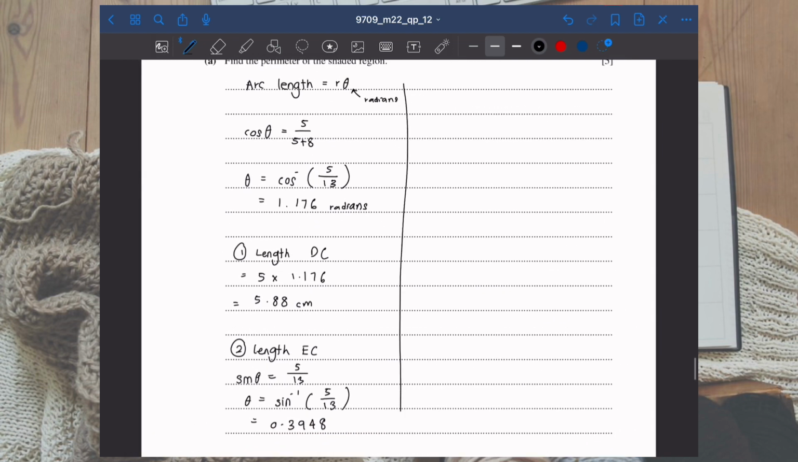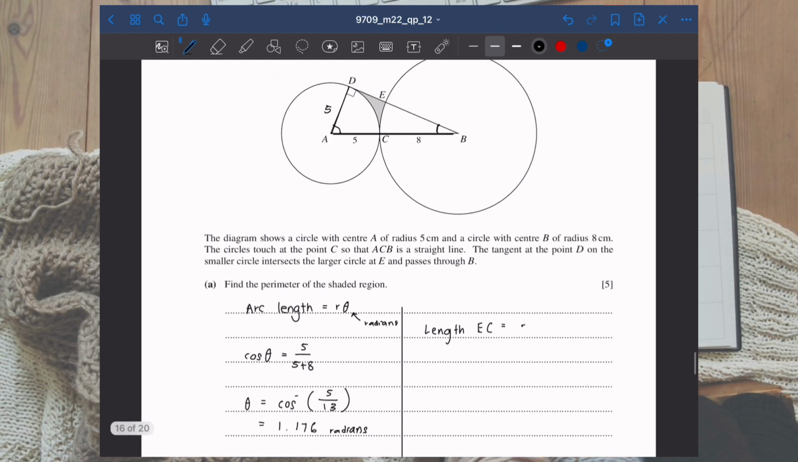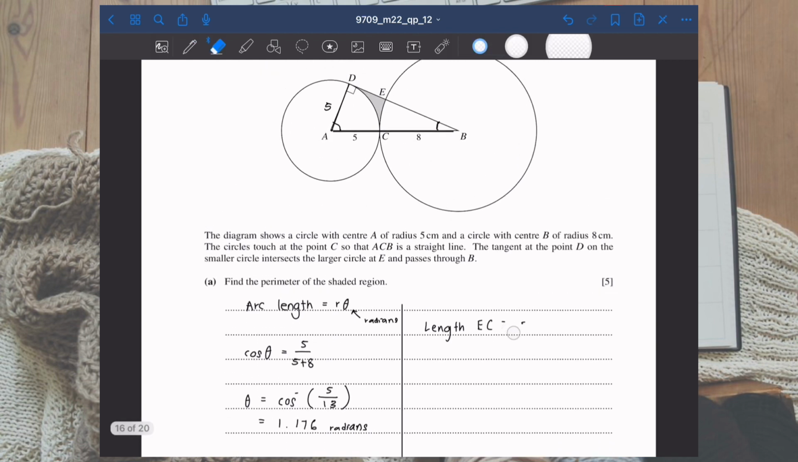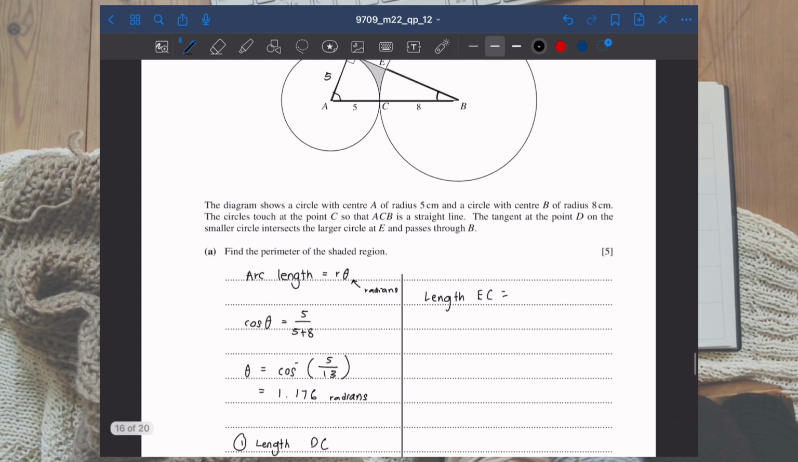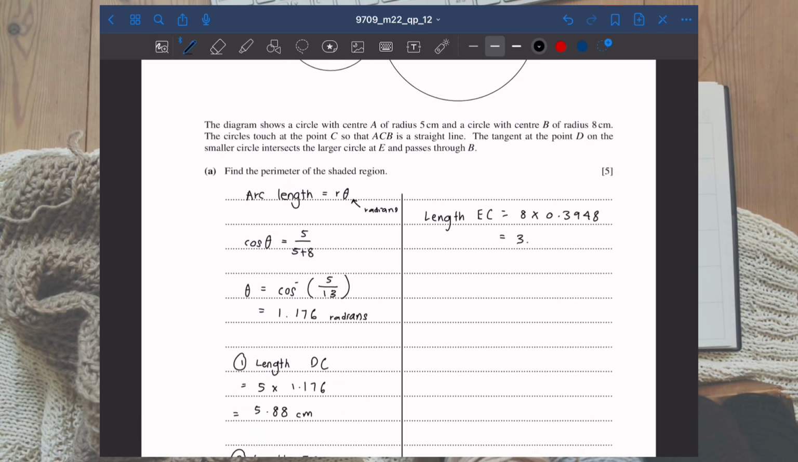So length EC, continue up here. So length EC will be the radius times the angle. So our radius will be 8, which is the radius of circle B. So 8 times 0.3948. This will give us 3.158.